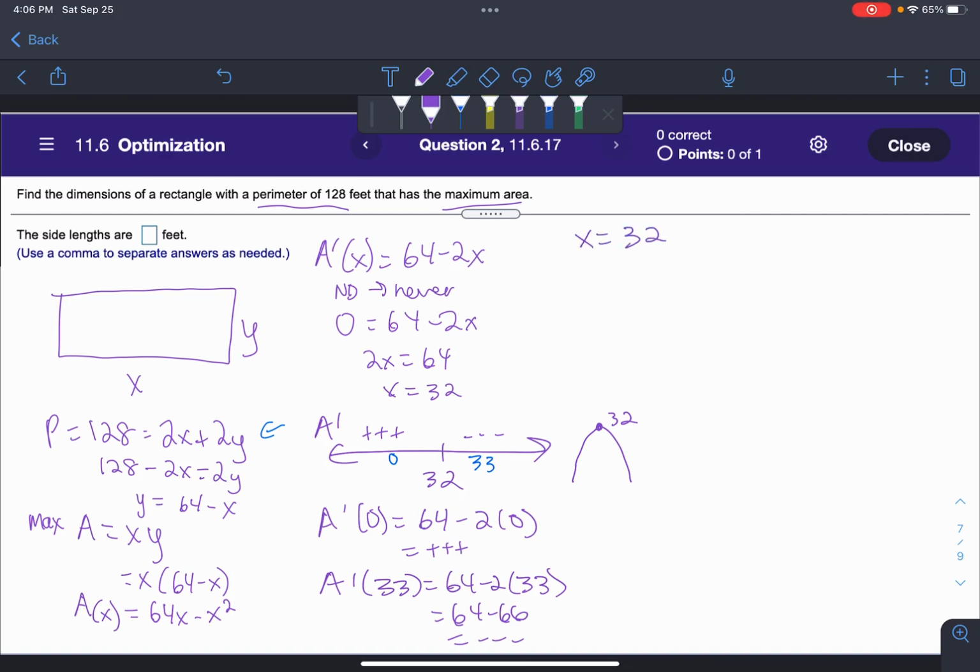And to finish, we need the other side length, y. All right, so that was given by this relationship. So y is equal to 64 minus x, which we found to be 32. So y is also 32. So our side lengths are 32 and 32. Again, we have a square.